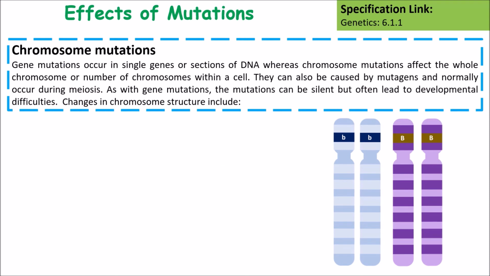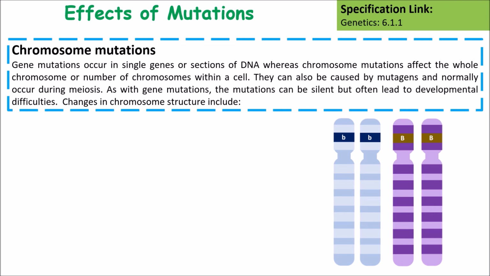Gene mutations occur in single genes or sections of DNA, whereas chromosomal mutations affect a whole chromosome or a number of chromosomes within a cell. They can be caused by mutagens and normally occur during meiosis. The mutations can be silent but often lead to developmental difficulties.